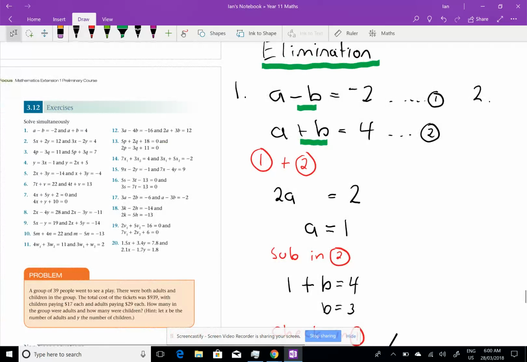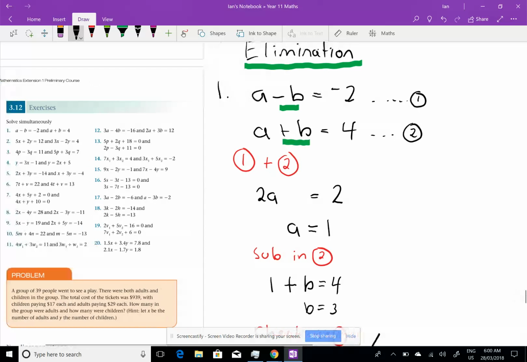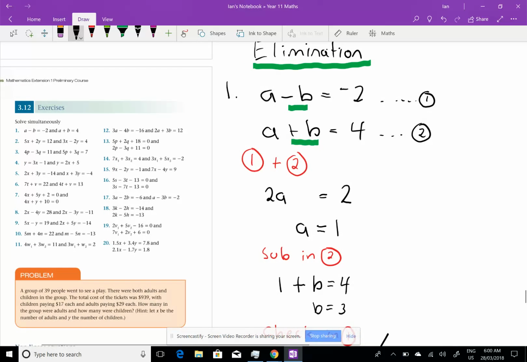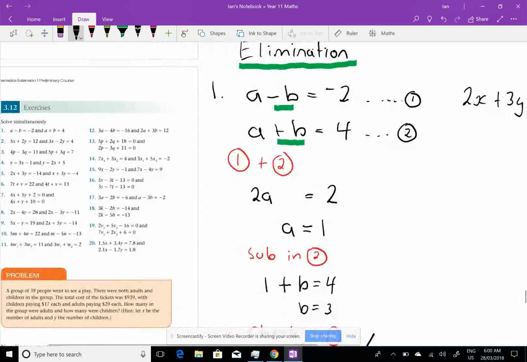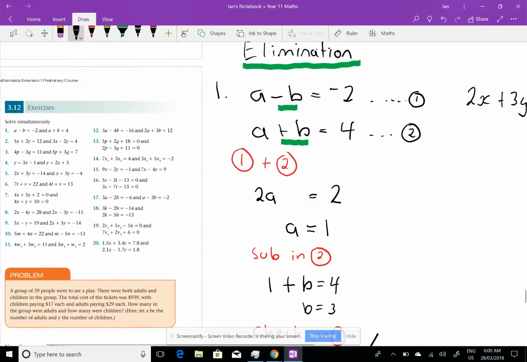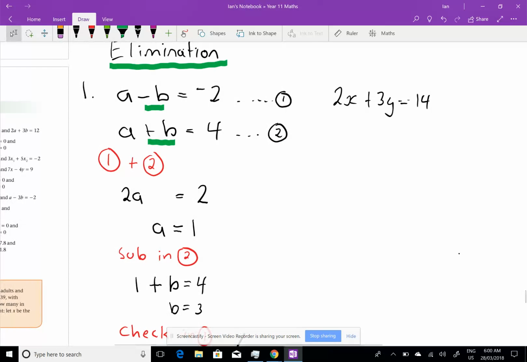And again, we'll use the elimination method. Actually, no, I won't do 2 because I'm going to let you do that. I'm going to do one where they're both the same, but they're the same sign as well. So I'm going to do 5. 2x plus 3y equals 14, and x plus 3y equals minus 4.